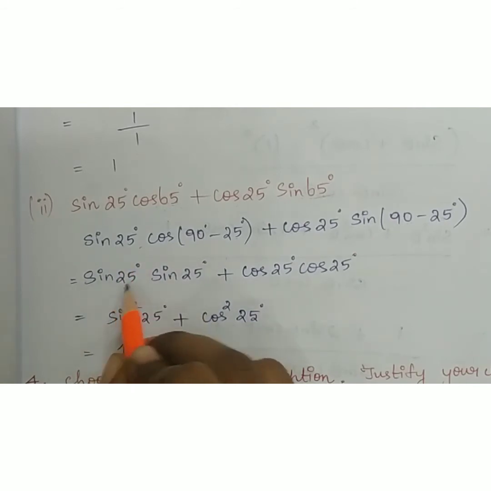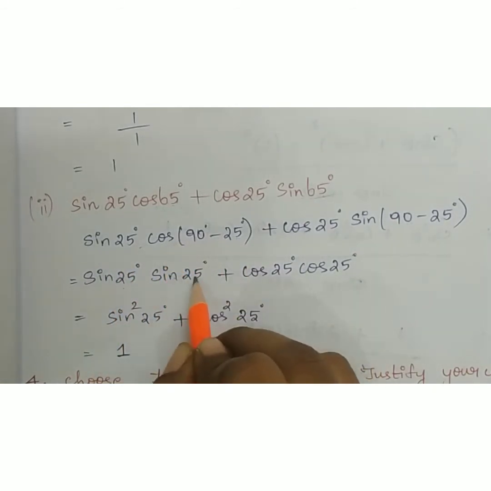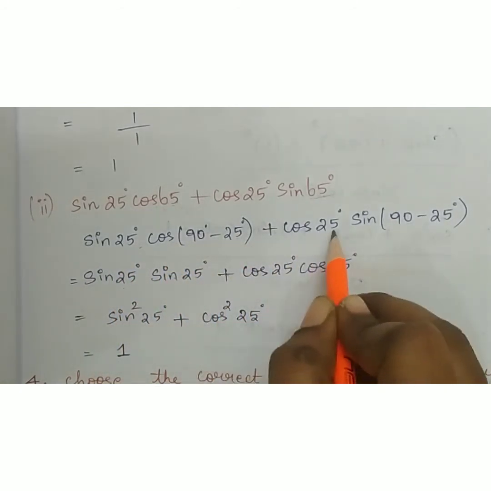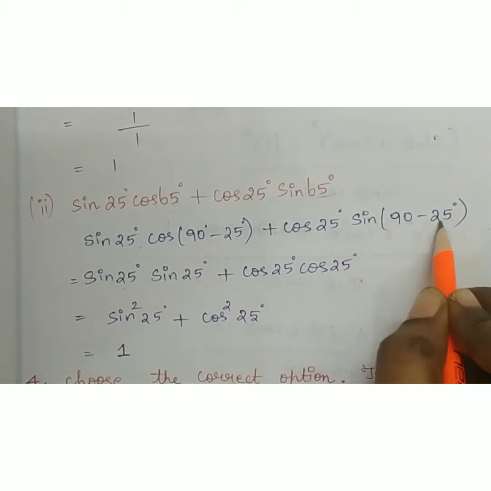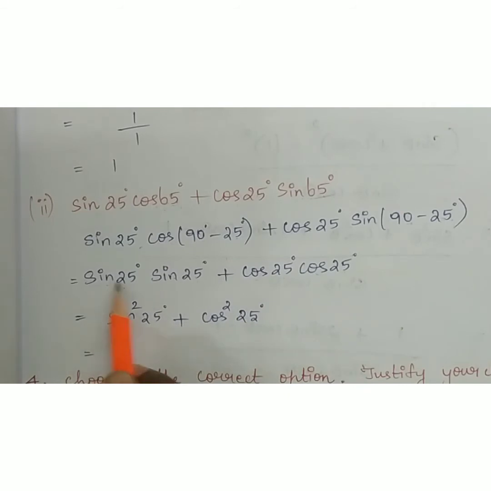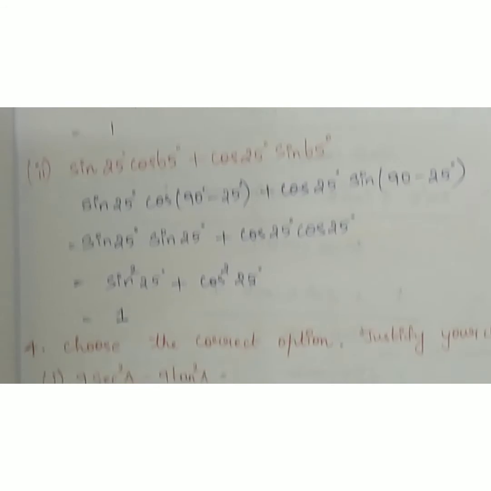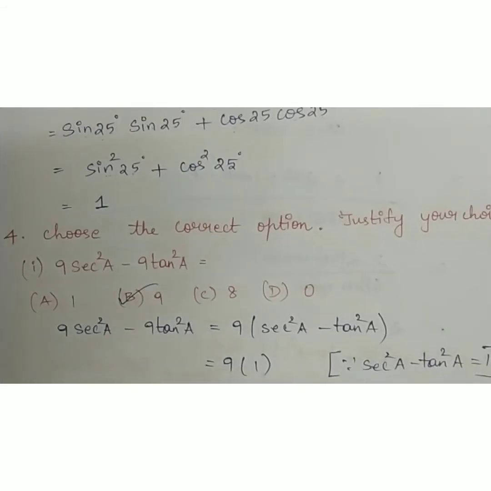So sine 25, cos of 90 minus theta is sine theta. So sine 25 plus cos 25 as it is. Sine of 90 minus theta is cos theta. So cos 25. Here sine into sine, same angle, so sine square 25. Same way cos into cos is cos square 25. So sine square theta plus cos square theta is 1. Trigonometry identity. Okay.